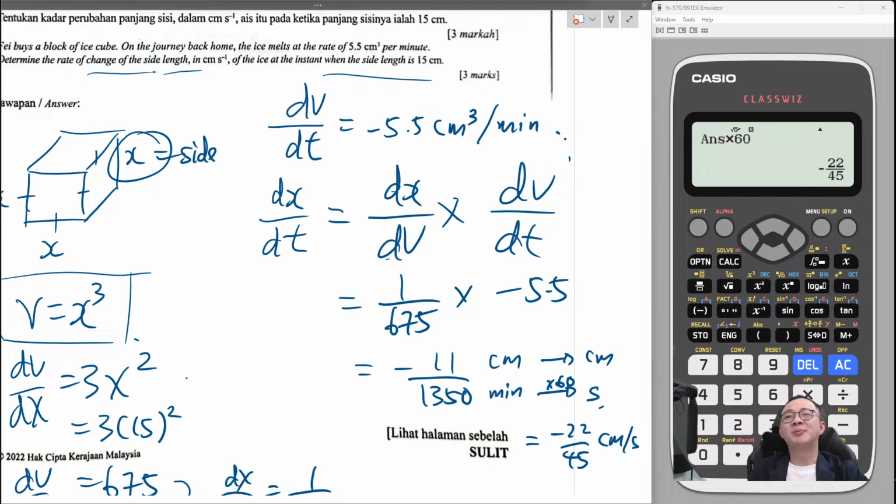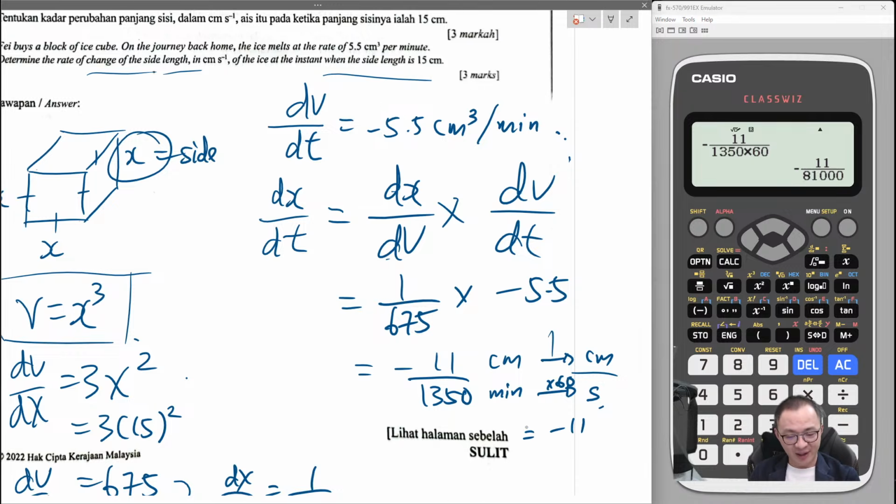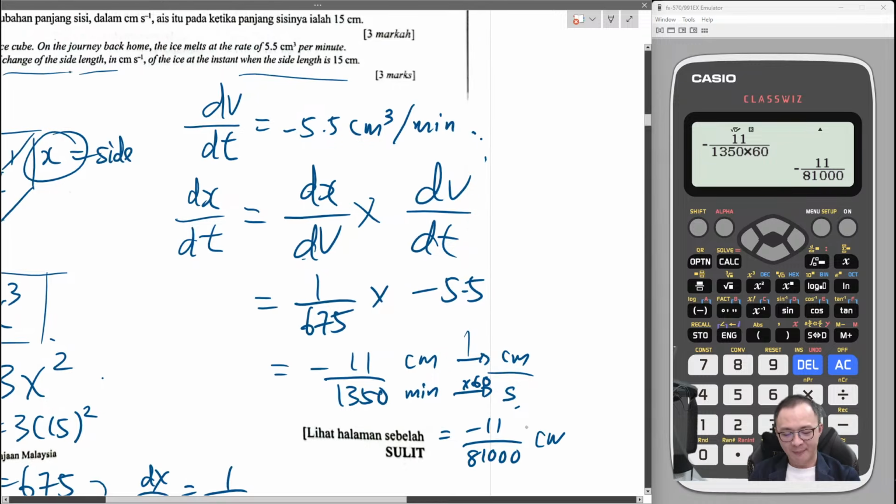Oh, it's not multiply 60, it's divide 60, isn't it? Oh yeah, I think I got it wrong, because this 60 is at the bottom. So it's the denominator multiply 60, not the numerator. The numerator remains the same. You imagine numerator multiply 1 and denominator multiply 60, right? So my bad, it should be like this, 1350 at the bottom multiply 60. So yeah, it should be negative 11 over 81000 centimeter per second.